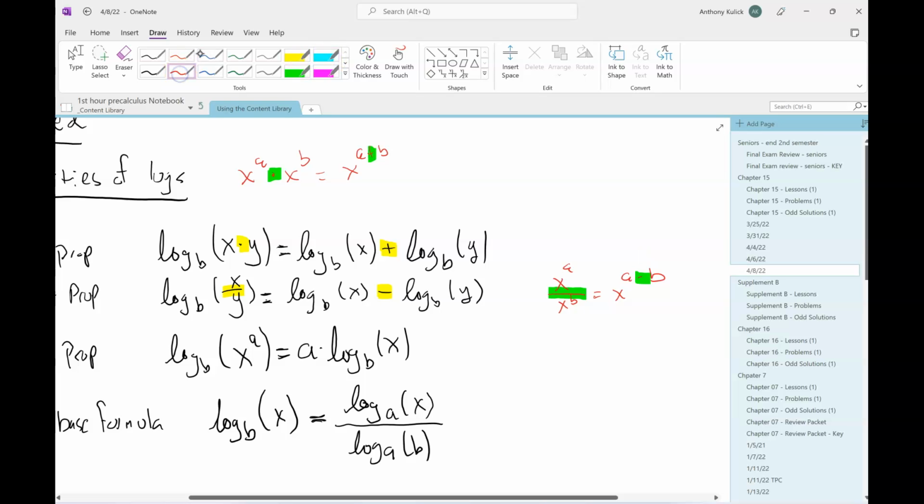And this last one is like the exponent of an exponent property. So remember that this is x to the a to the b is x to the a times b. So again, we're seeing that an exponent on the outside turns into multiplication on the inside. Here we have the exponent of the inside turning into multiplication on the outside. Does that feel okay?